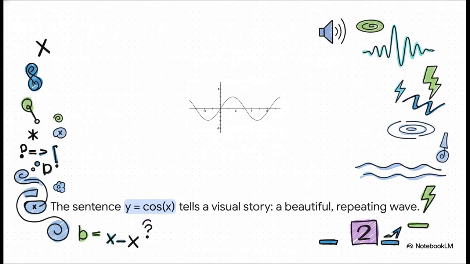And this is the magic of the language. This is where it all clicks. On the left, you see a simple algebraic sentence, y equals cosine of x. On the right, you see the story it tells, this beautiful, elegant repeating wave. That is the power of a function. It connects a few abstract symbols to a real, concrete pattern that can describe everything from sound waves to the AC current coming out of your walls.